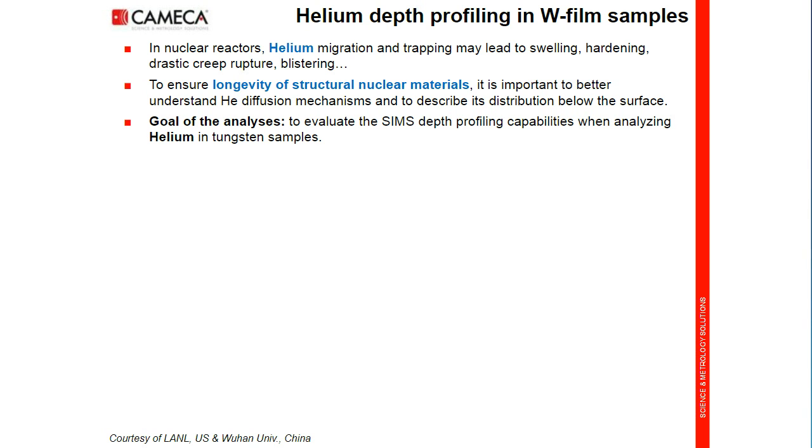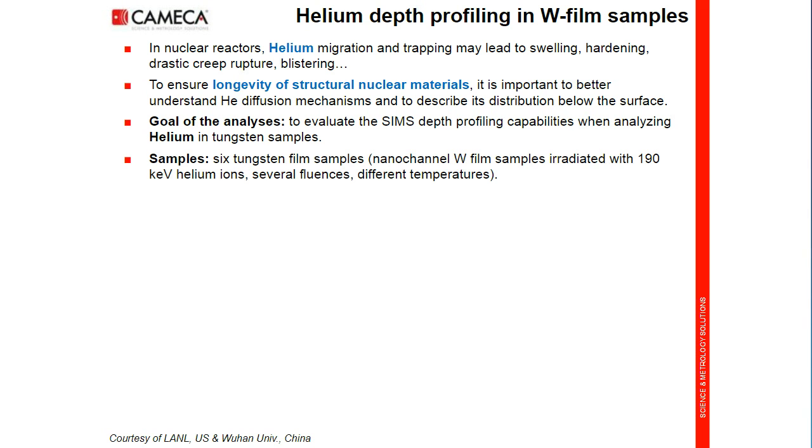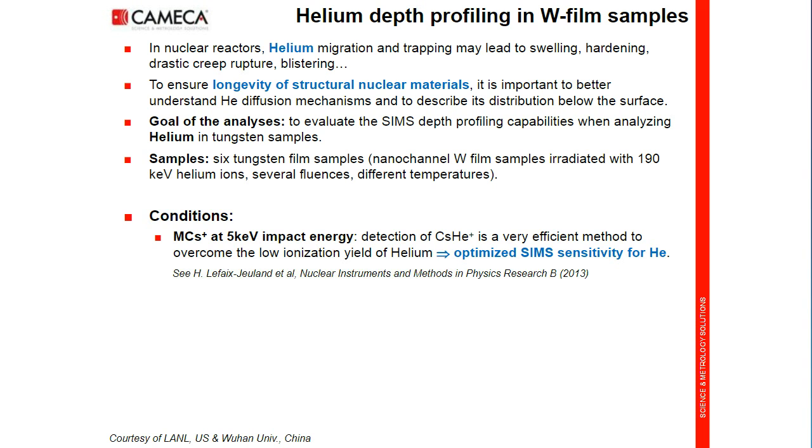Analyses were performed on 6 tungsten film samples irradiated with helium ions at different fluences and temperatures. A previous study has shown that the cesium primary ion bombardment, coupled with the detection of cesium-helium positive molecular ions, is an efficient method to overcome the very low helium ionization yield, thus providing optimized sensitivity.